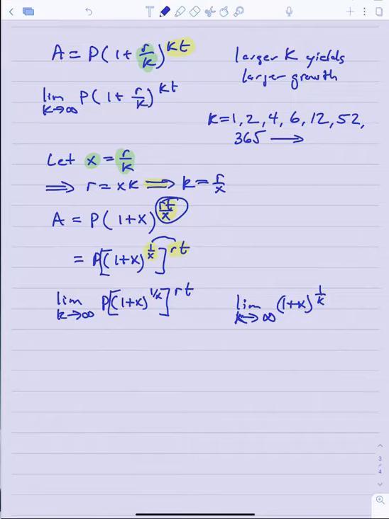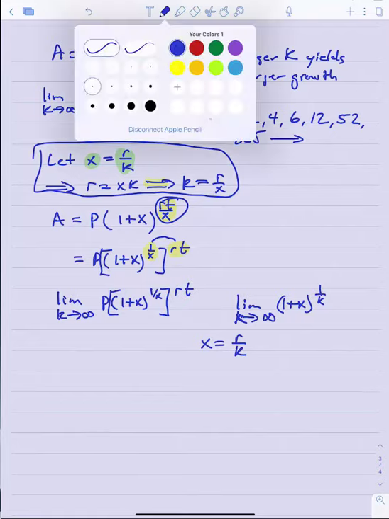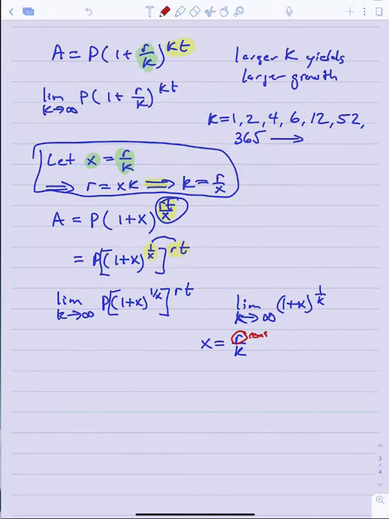Now let's go back and look at what we set up here about the relationship between x and r and k. x is equal to r over k, and r is a fixed number. So this r is constant. And I'm asking you what happens when k gets bigger and bigger and bigger. You should be able to see from this equation that when k gets bigger and bigger, since it's in a denominator, that means x has to be getting smaller and smaller and smaller.